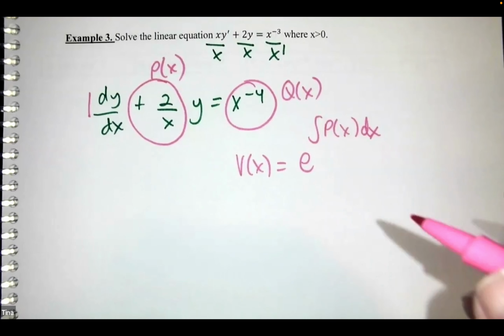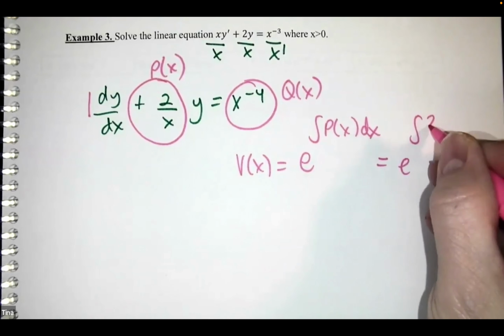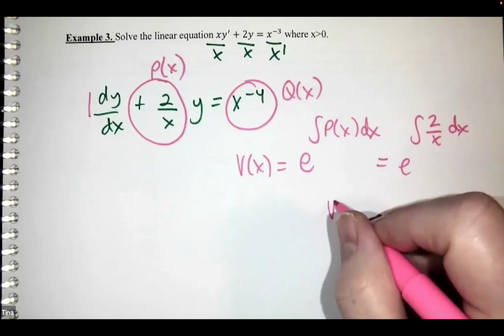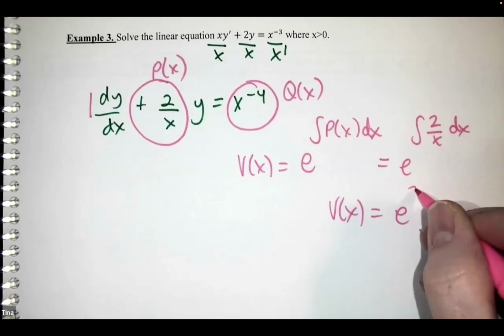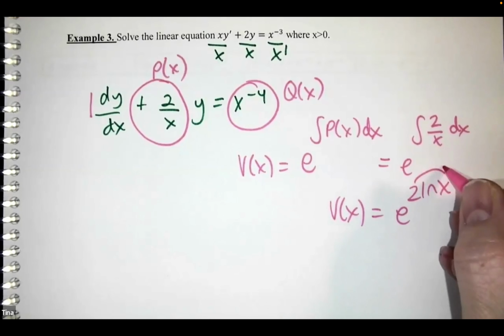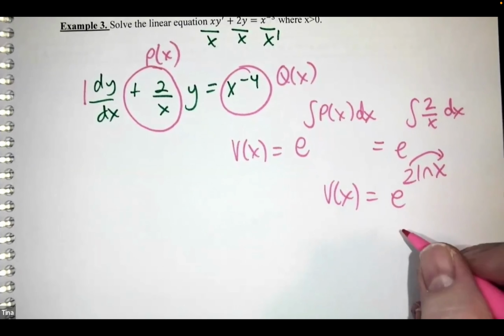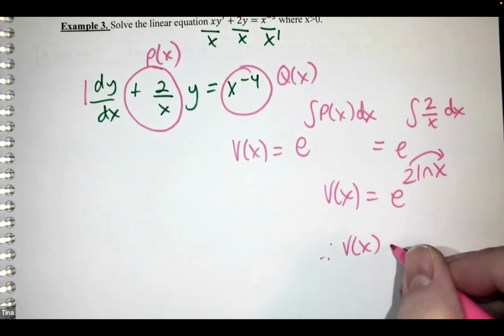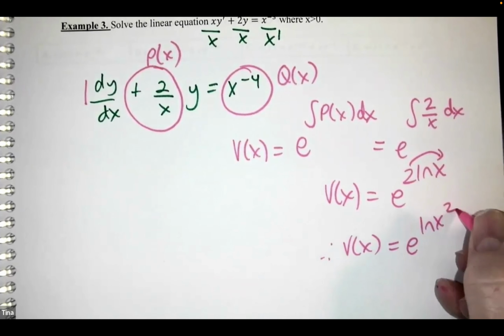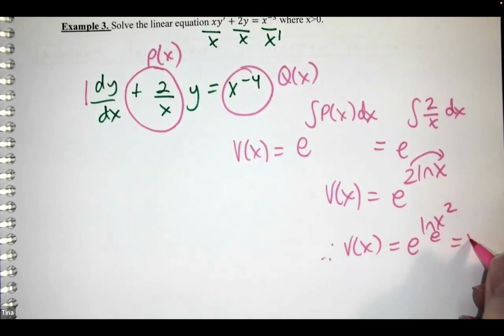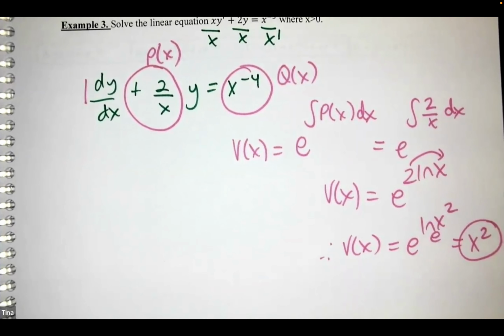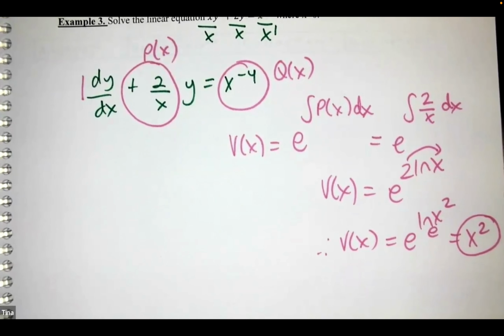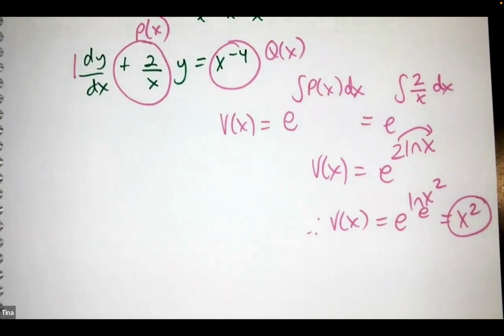Okay, so what do we get? e to the integral of 2 over x, and so e to the 2 ln x. And so if you bring the 2 up, we're going to say a final answer of e to the ln x squared. Ln is log base e, so it's just going to be x squared. So that's our integrating factor. Okay, any questions about that part before I actually solve it with you?